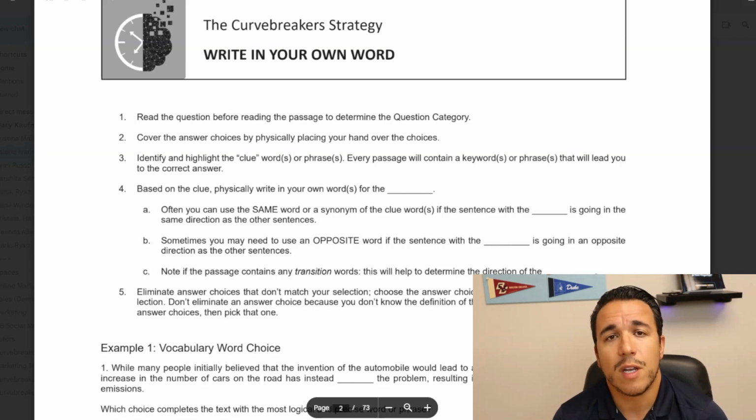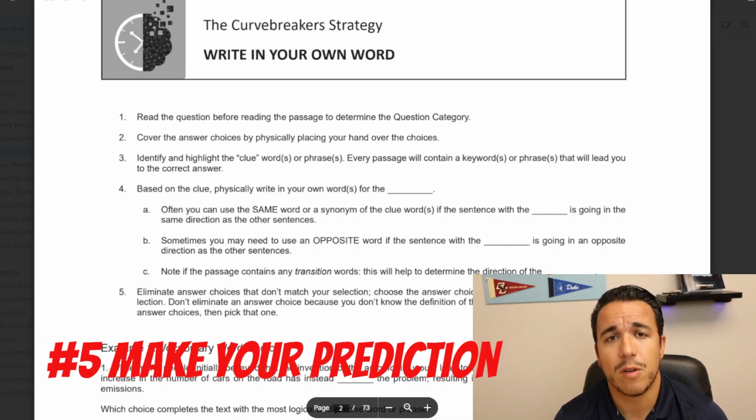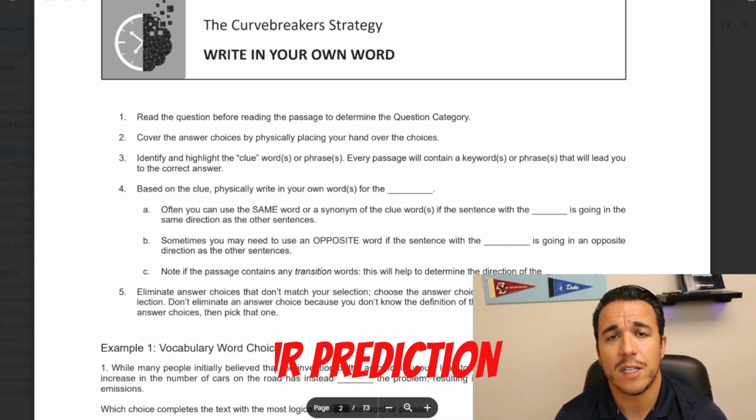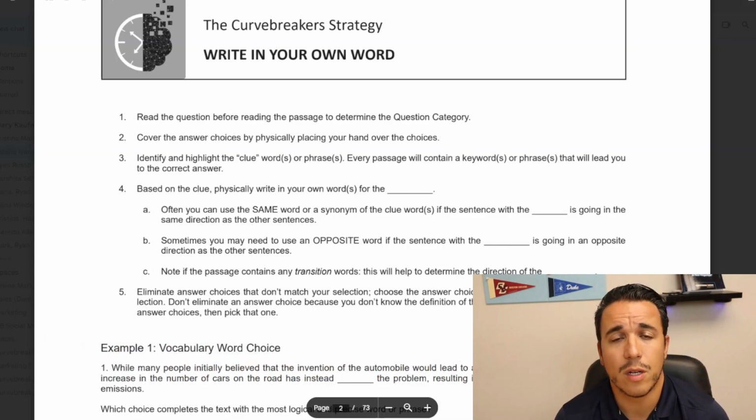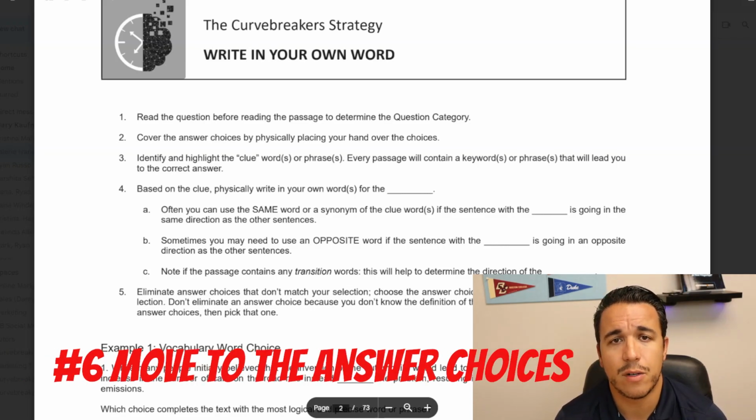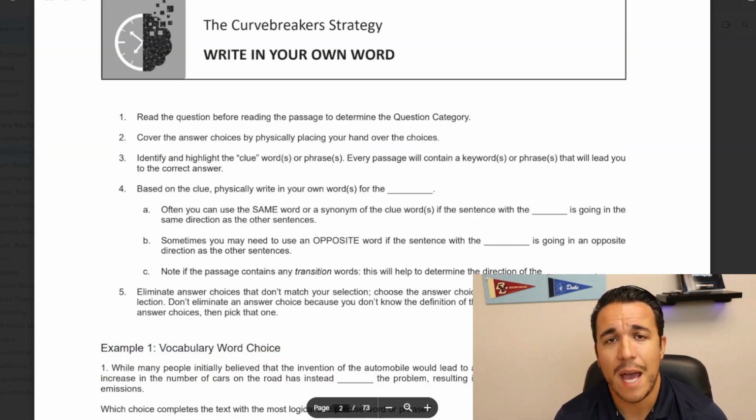Now, at this point, you want to make your prediction. So you read through the prompt, you highlight the keywords, you try to understand the directionality of the prompt, then you make your prediction. So you want to make a very strong and specific prediction as to what word could go in there. Once you make your prediction, that's when you then move on to the answer choices to try to understand exactly which word matches up with your prediction.